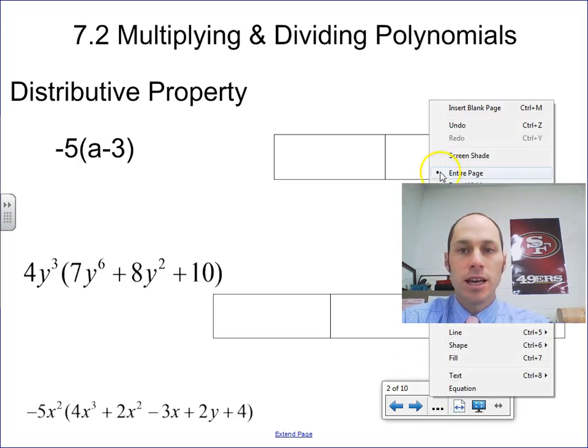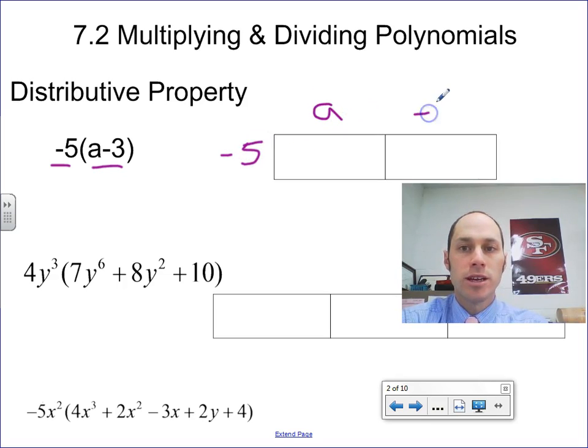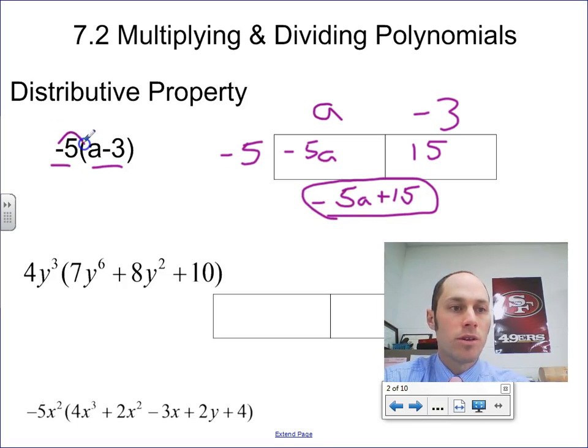So first of all, let's take a monomial and multiply it by a binomial. We're multiplying -5 times a minus 3. If you think of it as an area model, you know how to find area: length times width. -5 times a is -5a. -5 times -3 is +15. So I really have -5a plus 15 as we organize those in standard form. Okay, so that's distributing. You've learned that before. -5 times a and -5 times -3.